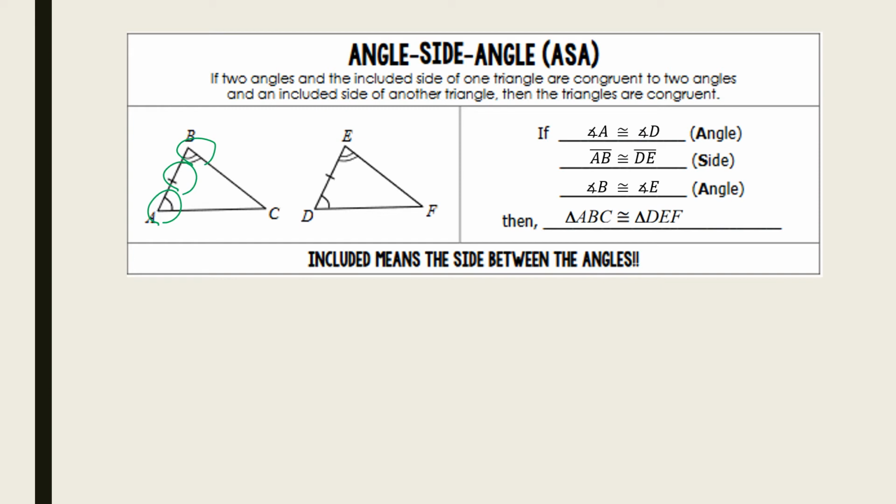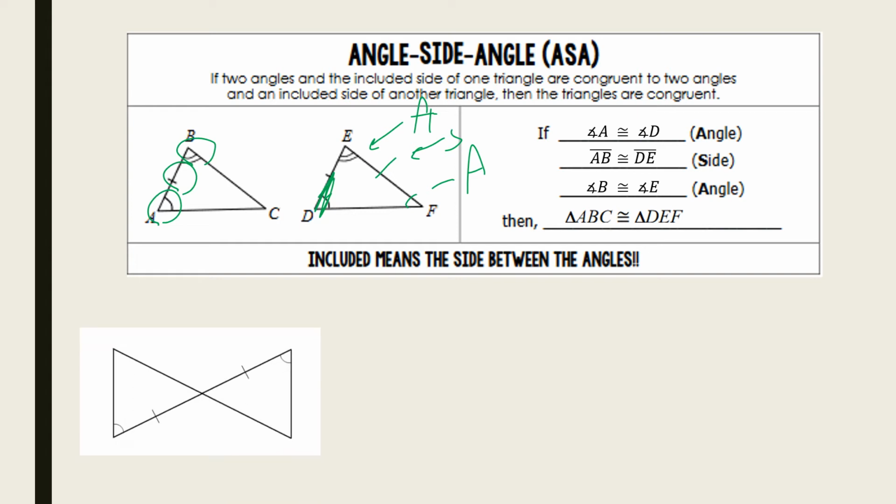Now again, let's say you didn't have that. Let's say you had that. Would that work? Yes, it would, because you've got an angle, and then a side, and then another angle. So it can be anywhere on the triangle, just know that it must be an included side.